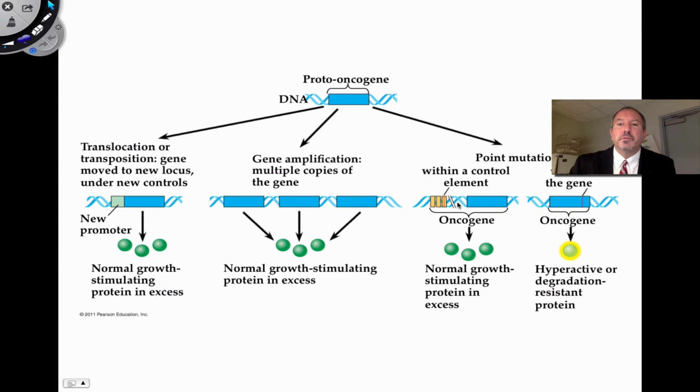Or you could have a point mutation. Like, for example, here's the gene, and this line suggests that this is pretty distal from the location of the gene. But there could be a point mutation within a control element, in other words, where proteins bind to this. And so you can have overstimulation, hyperactivity, or degradation of a resistant protein. You can have problems as the result of mutation, gene amplification, or translocation.